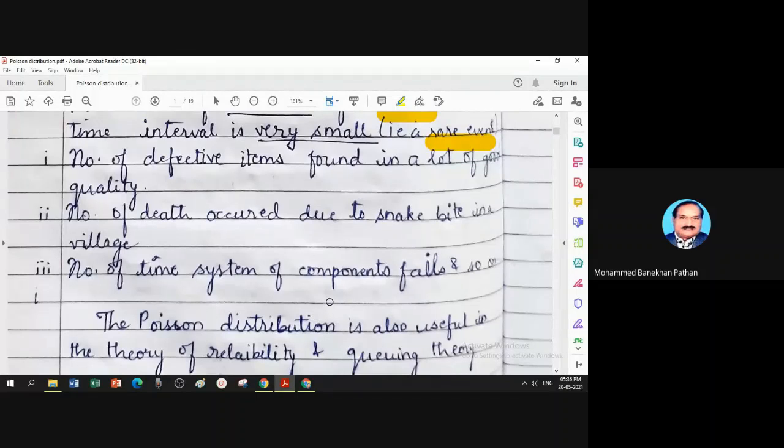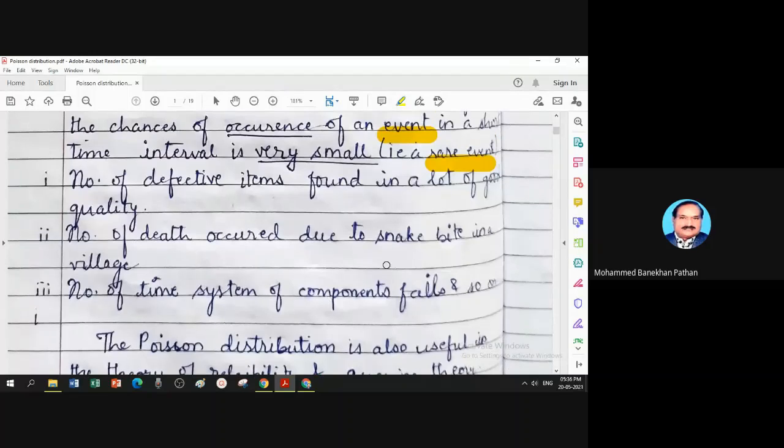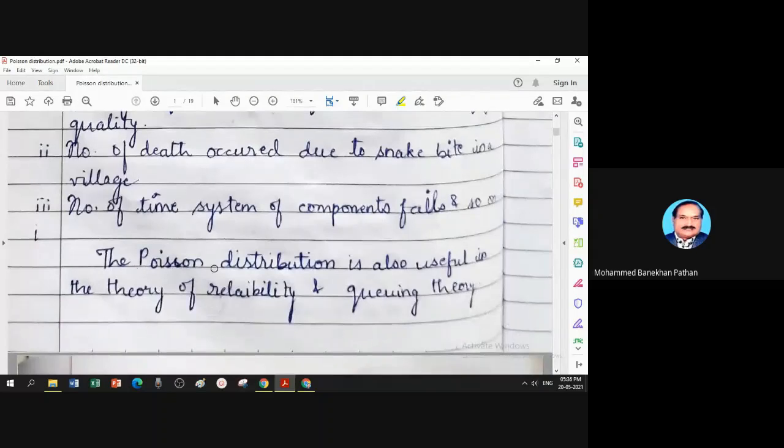The most important thing to remember is, if your experiment provides a rare event, then you can try for the Poisson distribution. The Poisson distribution is also useful in the theory of reliability and queuing theory. Reliability is one of the statistical branches. Queuing theory is also one of the statistical branches which is based on the Poisson distribution.